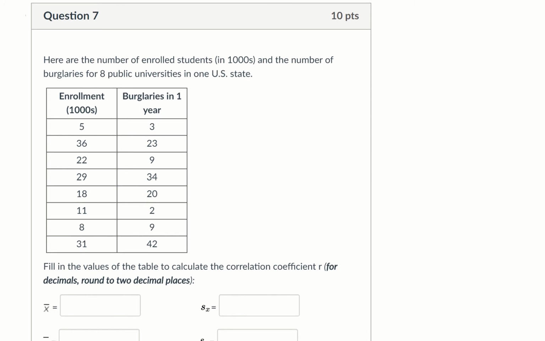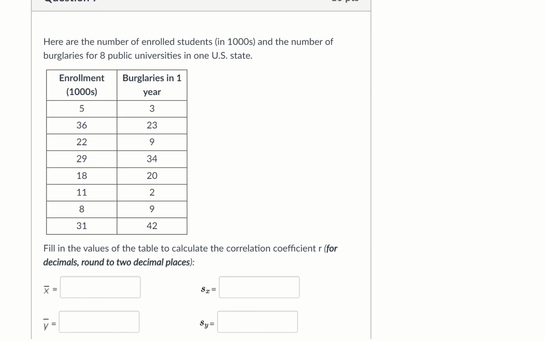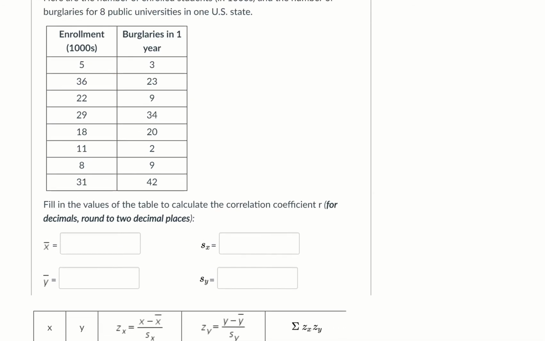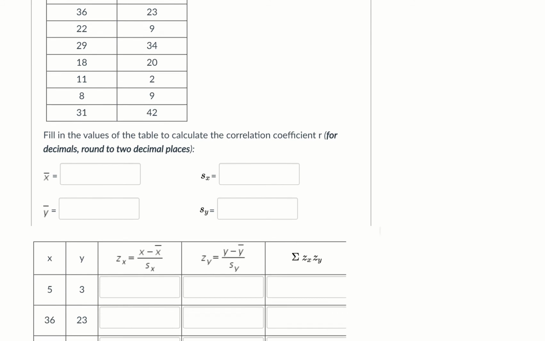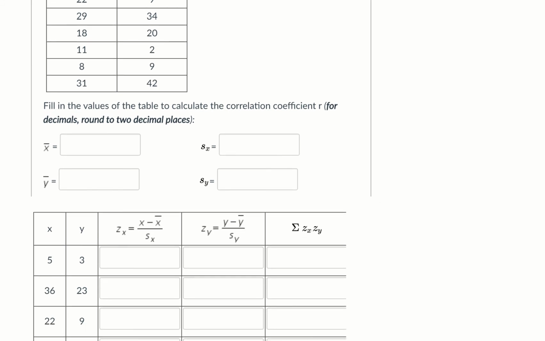Question 7. Here are the number of enrolled students in thousands and the number of burglaries for 8 public universities and 1 U.S. state. So we have a table here, we got enrollments and burglaries. So fill in the values of the table to calculate the correlation coefficient R. For decimals, round to 2 decimal places. So this is going to be key. All of these answers are going to be in 2 decimal places.